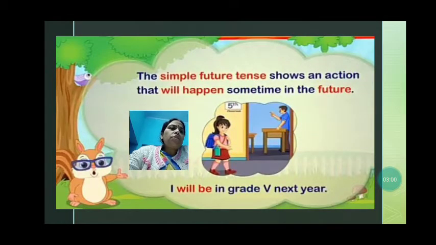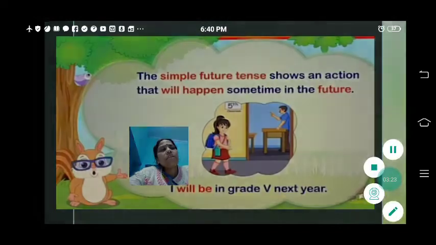So simple future tense shows an action that will happen sometime in the future. I will be in grade 5 next year. So the girl is saying that next year she is going to be in grade 5. And in which grade will you be, children? Now you are in grade 3, so you will go to grade 4. So you will say, I will be in grade 4 next year.